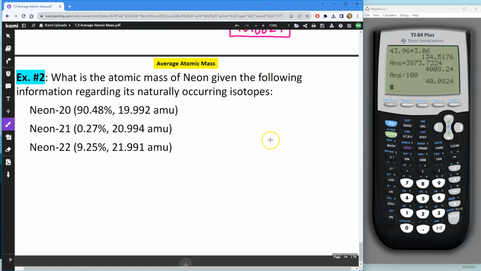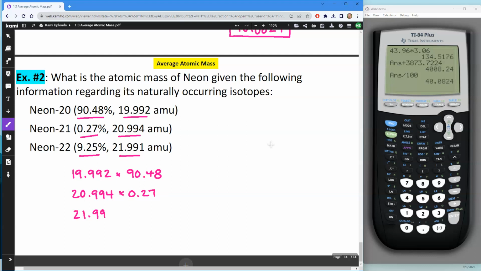All right, let's do another one. This one says, what is the atomic mass of neon, given the following information regarding its naturally occurring isotopes? Same thing. We're going to take each mass, multiply it by its abundance, add them all up, divide by 100. So 19.992 times 90.48. Then we have 20.994 times 0.27, and then 21.991 times 9.25.